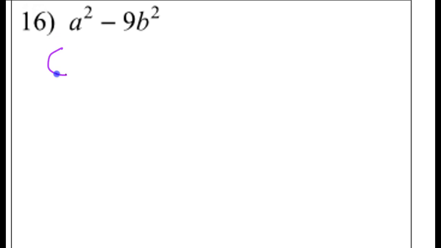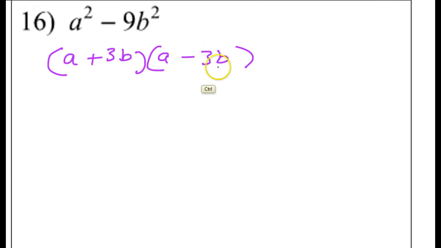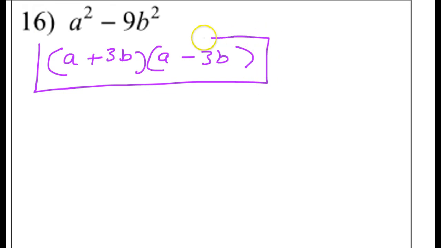So all we have to do is use the difference of squares pattern. Alright, which says we're going to have 1 plus and 1 minus. And everything will be factored evenly, split right down the middle. So a squared will just be a times a. And 9b squared will be 3b times 3b. And that's it. That's the final answer.